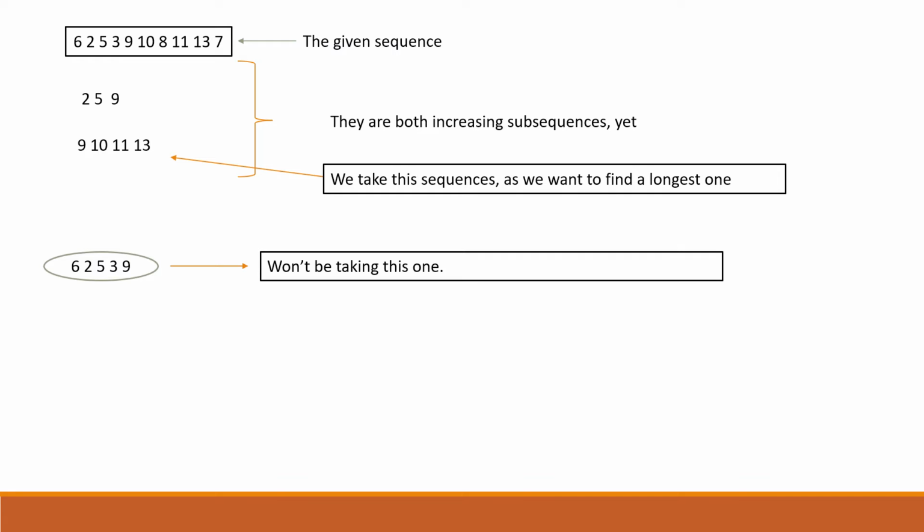And there's another sequence given, which is 6 2 5 3 9. We won't be taking this one. And why is that? Because it might be a sequence, but it is not an increasing subsequence. As we can see from the order, before 2 comes 6, and after 6 there's 2, so this is really not increasing, so we are not going to take this.